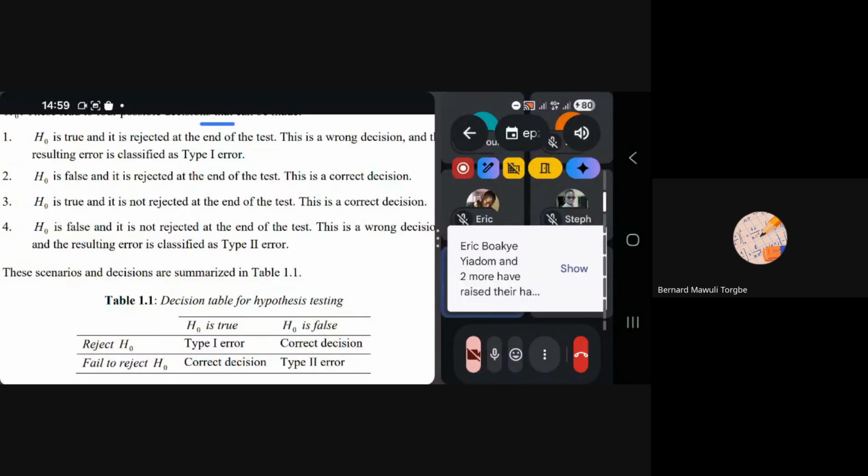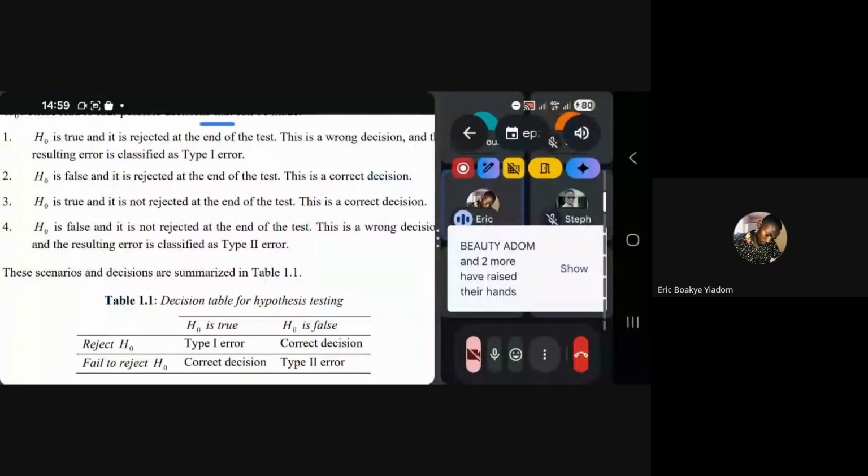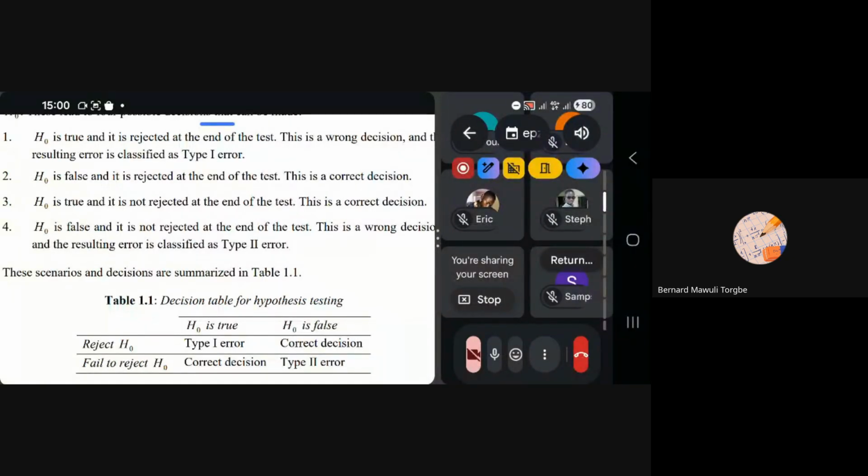Yeah, Mauli. Okay, Eric. Hello, can you hear me now? Yeah, Mauli, yes. Go ahead. From where I stand, I see it as us missing an opportunity. So we are saying that it happens when there is a real effect or there has been a change happening, but our test is failing to notice the change. Okay, something is happening, but the test we are conducting is failing to notice the change. That is where we have the type 2 error.